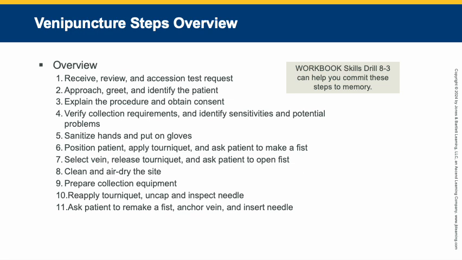You're going to select a vein, release the tourniquet, ask the patient to open the fist. Then you're going to clean and air dry the site, prepare your collection equipment, reapply the tourniquet, because remember, it can't be on the arm for longer than 1 minute. So you put it on for the minute that you were looking. You decided where you're going to stick them at. You take it off, you clean it, let it air dry, then you put it back on.